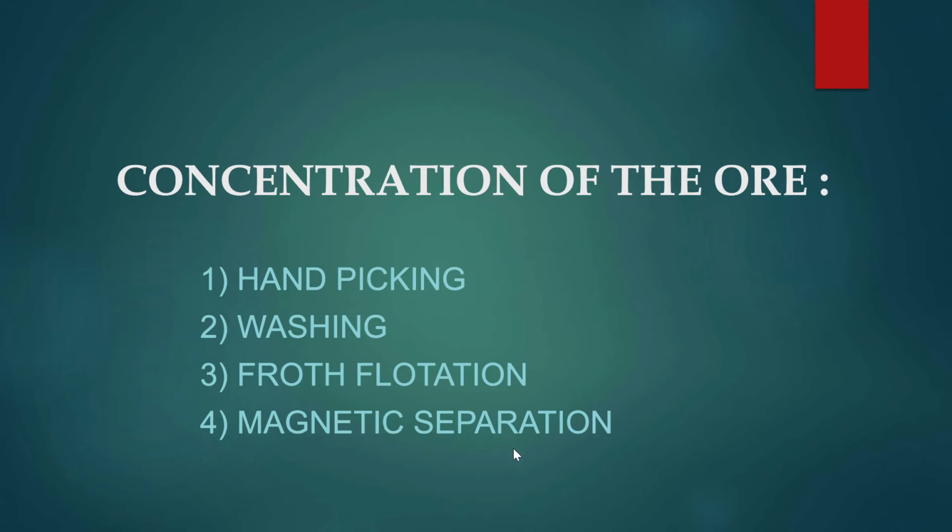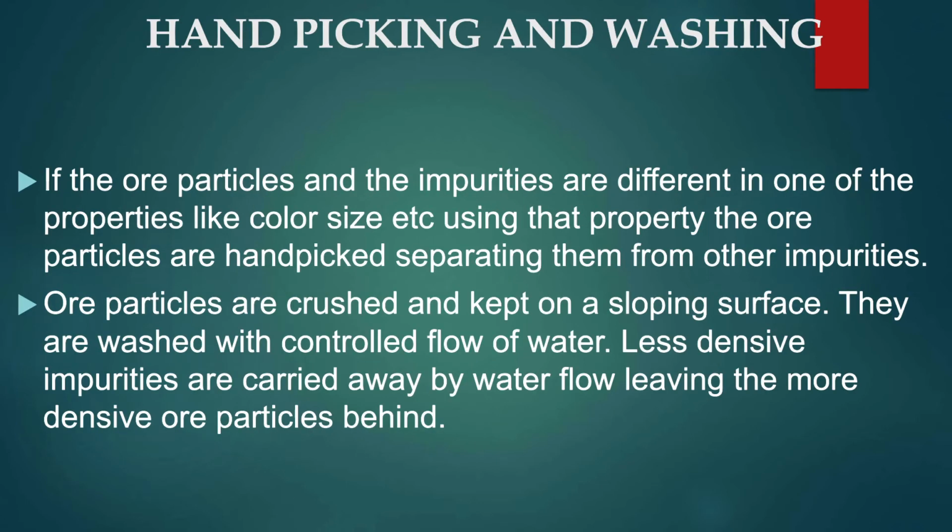There are still many methods of ore dressing, children, but the methods which we are going to study in this particular chapter are only 4. Concentration means getting rid of as much of the unwanted rocky particles present in the ore, and these impurities like sand and clay are called gangue. Coming to the first method, that is hand picking, and the next one washing.